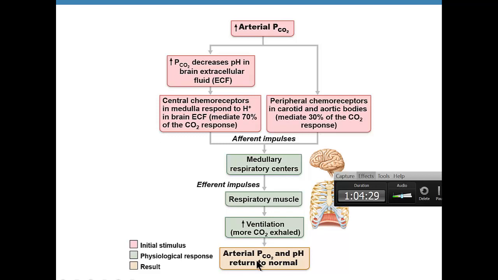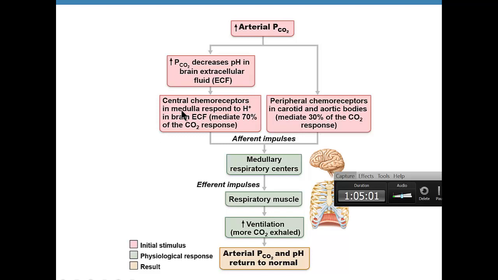That's a negative feedback mechanism, right? We see increasing carbon dioxide levels in the blood, and as a result of the body kicking in, we have a decreased carbon dioxide level in the blood. We have chemoreceptors also in the carotid and aortic bodies. So in those arteries, they also have chemoreceptors that are responding to PCO2 and pH. But most of it is occurring in the medulla.